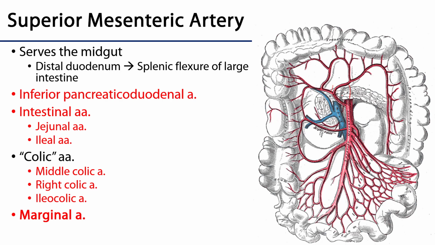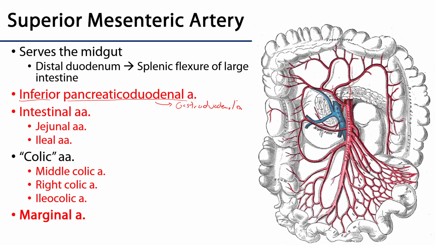And its first branch is a minor branch, but an important one, called the inferior pancreatico-duodenal artery. That inferior pancreatico-duodenal artery is going to supply the head of the pancreas and the duodenum with blood, and it's an important anastomosis to the gastroduodenal artery. Gastroduodenal, that's coming from the common hepatic artery, so celiac.